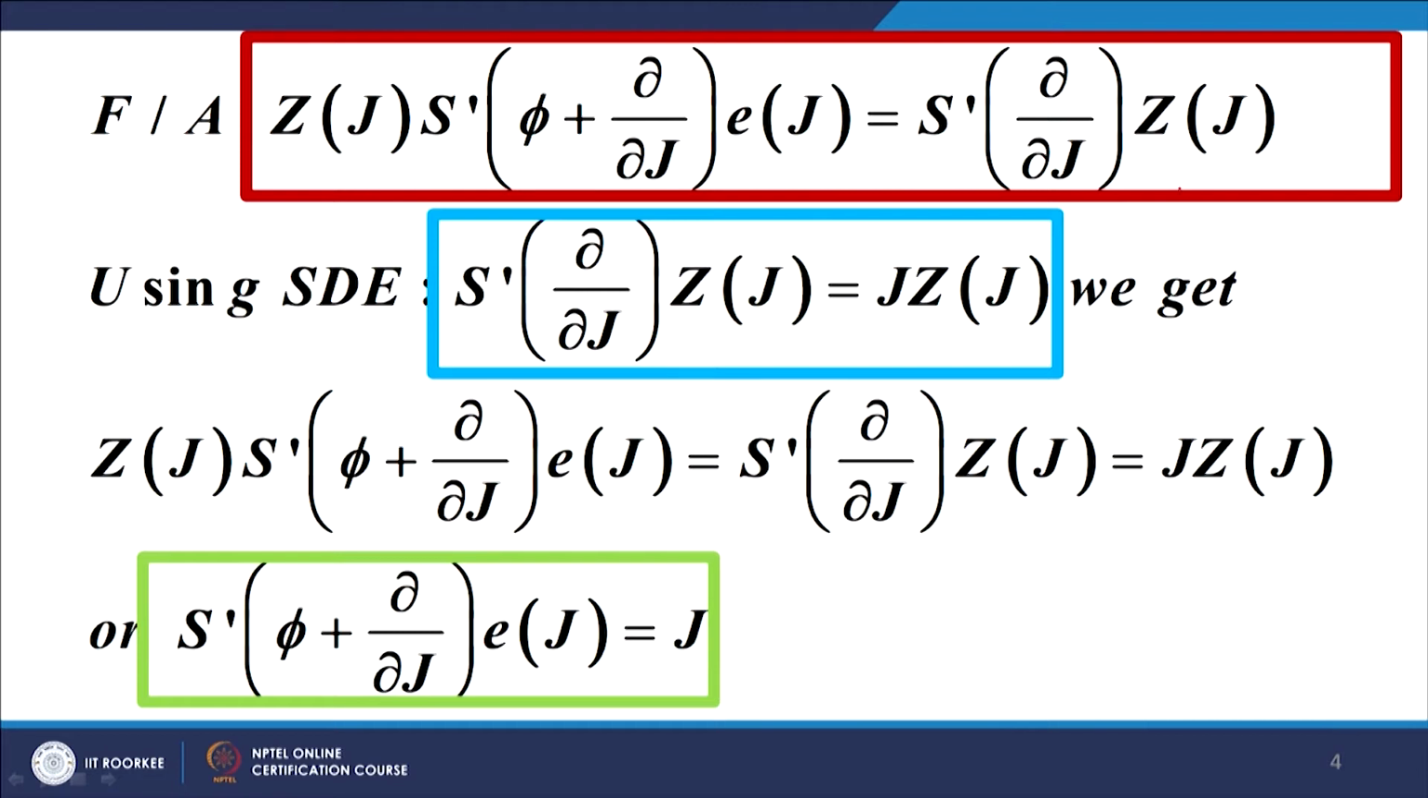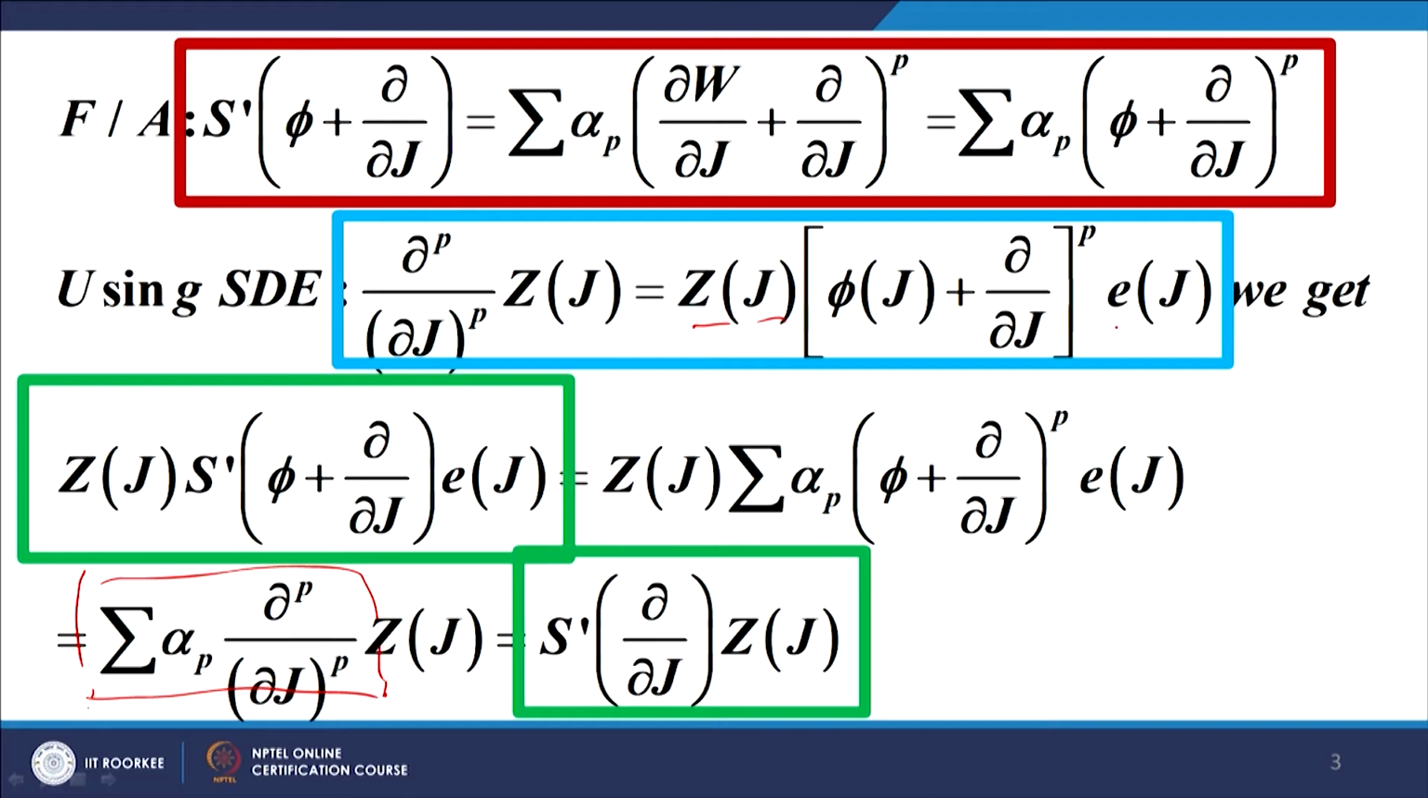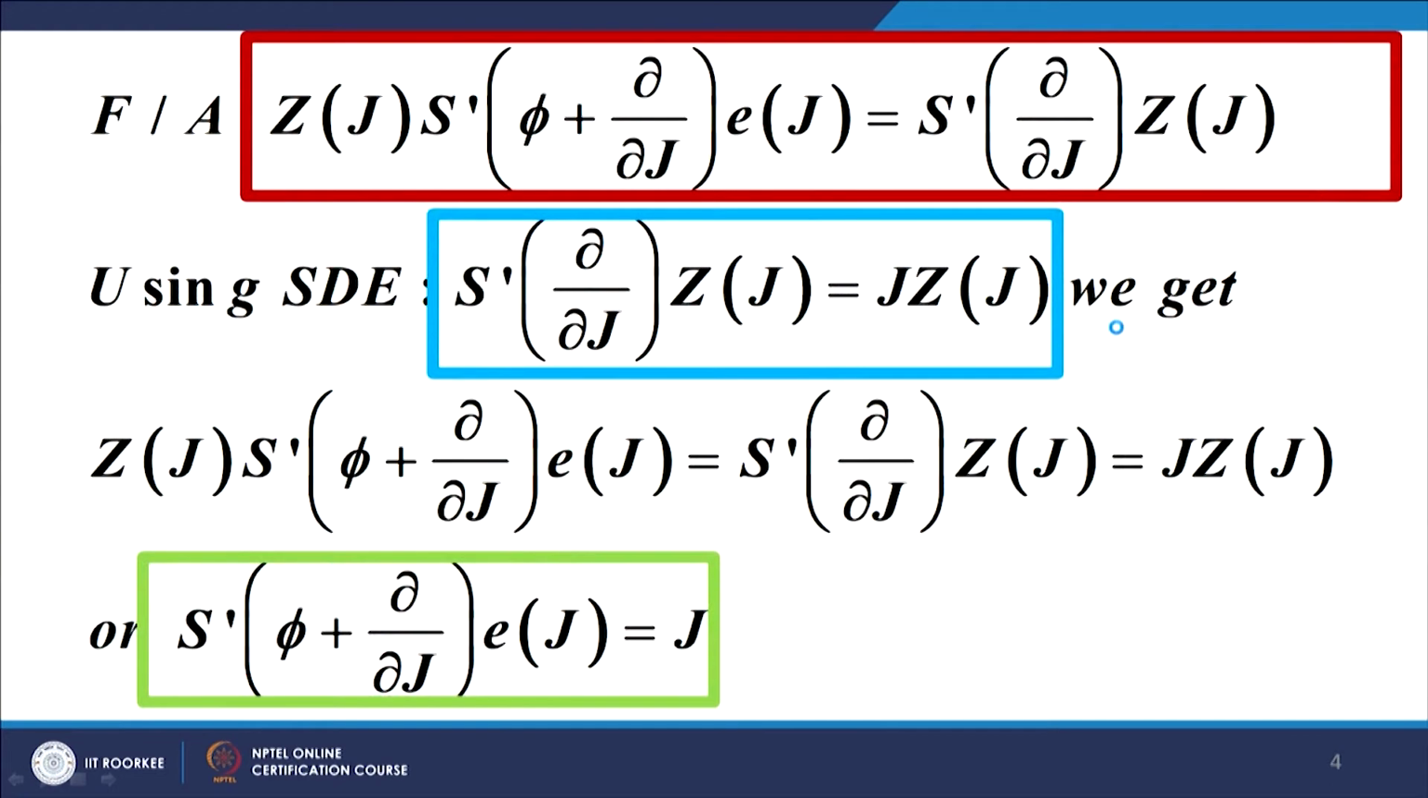Now, again I use the Schwinger-Dyson equation for the generating function for the Green functions. This was the Schwinger-Dyson equation for the field function. Now, I am using the Schwinger-Dyson equation for the Green function. What does it give me? The right hand side of the expression in the red box gives me j Zj.